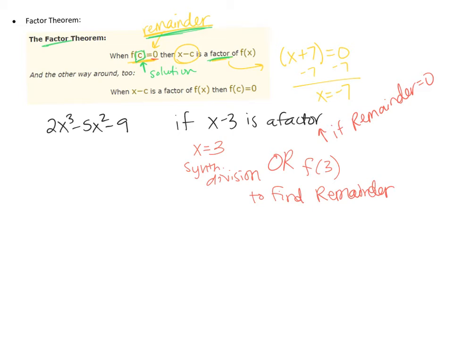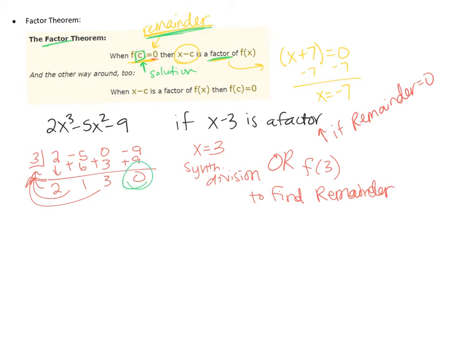All right, so let's plug in that 3 into our box. And we're going to say 2, negative 5. I can use a 0 and then a negative 9. Remember, I use a 0 because there's nothing there. So now I'm going to bring down that 2. And I'm going to start to multiply and add. Multiply and add. Multiply and add. So now when I'm done, I'm going to look at the remainder. So the factor theorem says that since that remainder is equal to 0, then yes, it is a factor. What that also means is that not only is x minus 3 a factor, x equals 3 is a solution.